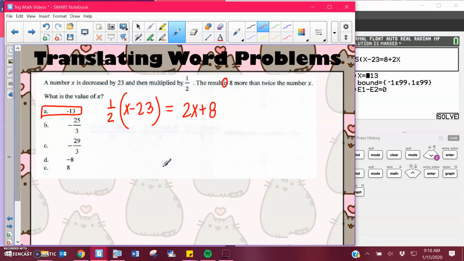Okay, so please, please, please be using your numeric solver. Even with like the trig problems, use the numeric solver.